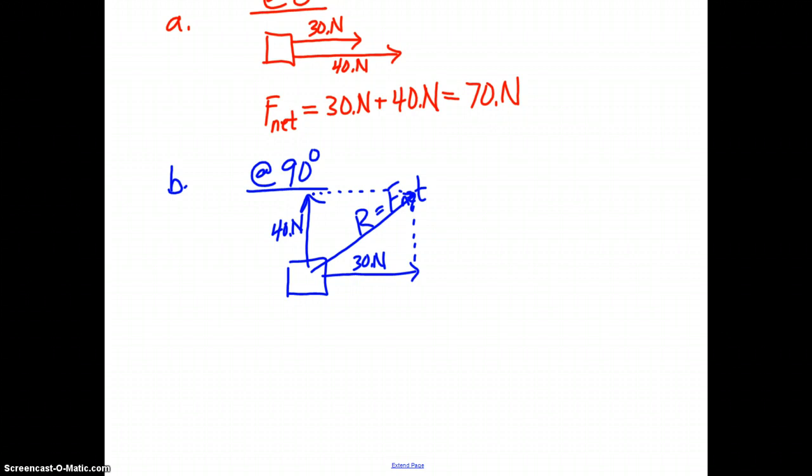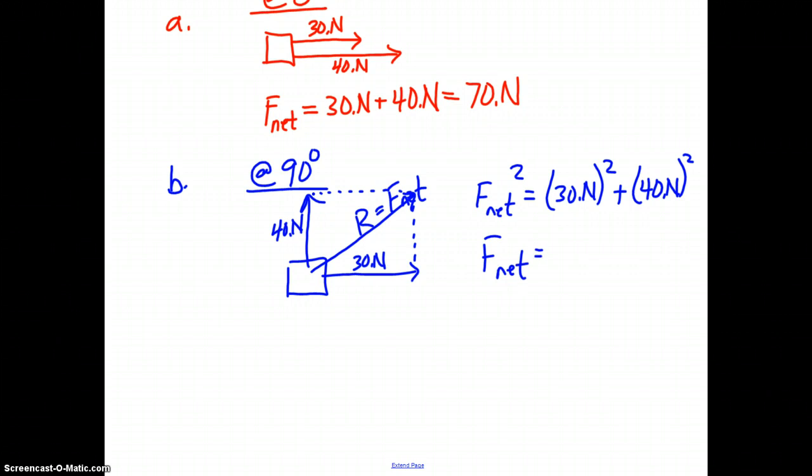So how do we find that? We would find that by using Pythagorean theorem. So F net squared equals 30 newtons squared plus 40 newtons squared. So when we go ahead and solve for net force, we get 50 newtons. We also, though, need to indicate the direction of that resultant force, and we would do that by finding that angle theta.